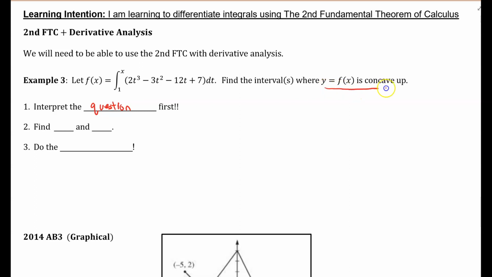How do I find where a function is concave up? What your brain should say is, this is where the second derivative is greater than 0. I need the second derivative greater than 0. Okay, well, then go ahead and do that. Find the first derivative and then find the second derivative and just do the analysis. It's not that hard.